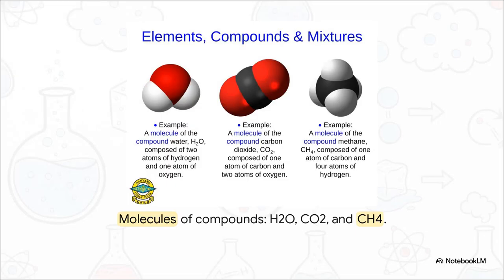But what happens when those individual elements actually link up? That brings us to compounds. Take a look at the structures for three incredibly common compounds: water, carbon dioxide, and methane. A compound is formed when two or more different elements chemically bond together. For instance, just think about a water molecule. It's always composed of exactly two atoms of hydrogen bonded to one atom of oxygen. The elements are chemically fused together in fixed ratios to create something entirely new.